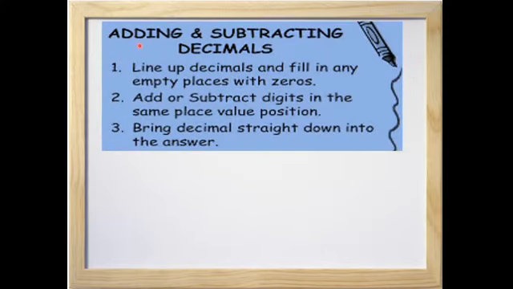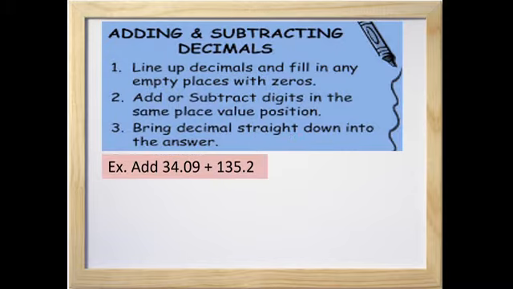Children, now we are going to add and subtract unlike decimals. First, line up all the decimals and fill in any empty places with zeros. That means we have to convert the unlike decimals to like decimals by putting zeros. Is it clear? Then we have to add or subtract digits in the same place value position. Then bring the decimal straight down into the answer. Let us take one example.